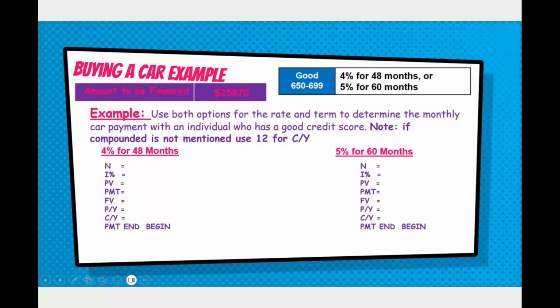So this is where I fall. This is my category. So I'm going to look at that table and see where my credit score is. We're not going to be married or combined incomes or anything like that. This is all just your individual buyer. And then let's do the 4% for 48 months.